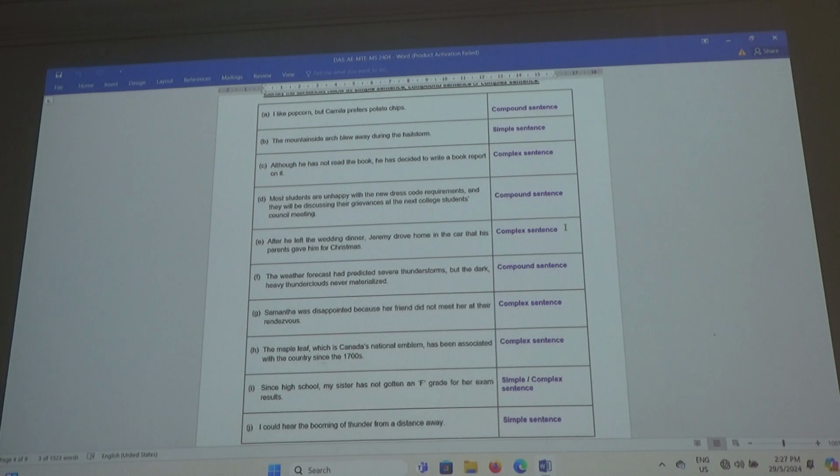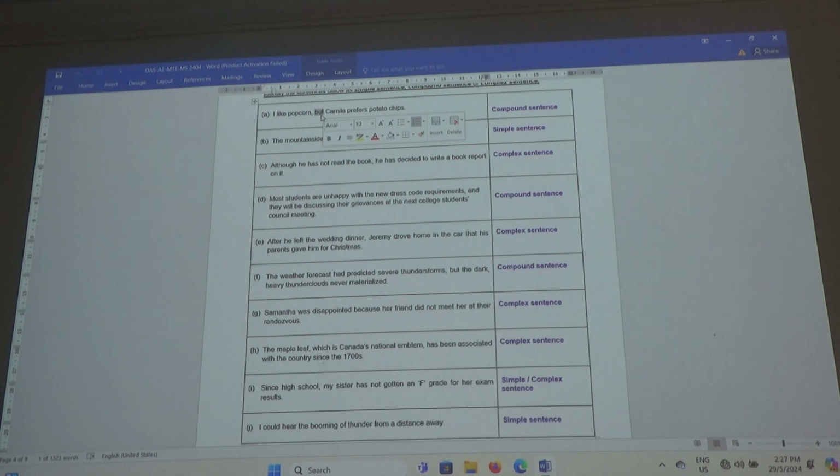A. Don't say after that B, okay? A. I like popcorn, but Camilla prefers potato chips. The key here is I like popcorn. Subject, verb. Yes? Then what do we have here? What is but? Coordinating conjunction. Fanboys.